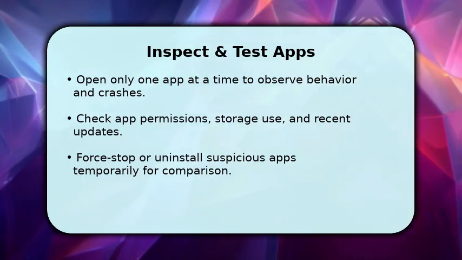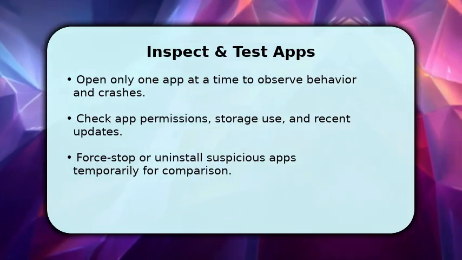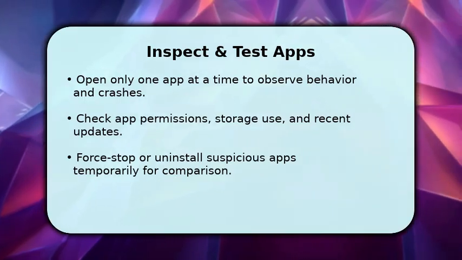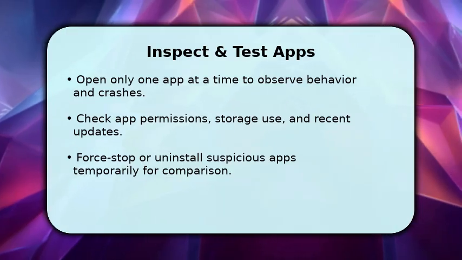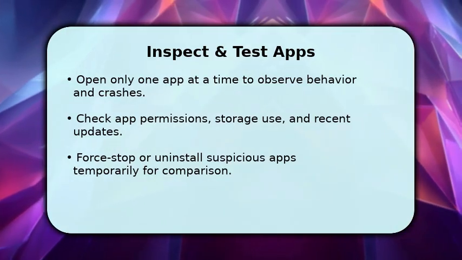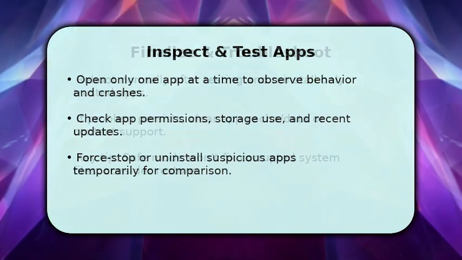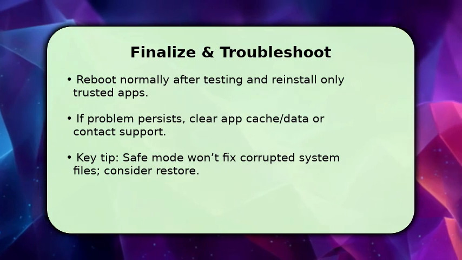If an app misbehaves, force stop it and test another. Uninstalling temporarily can confirm if that app caused the system fault. This methodical approach narrows problems quickly and reduces guesswork. After testing, reboot normally and reinstall or update only the apps you trust, making sure issues didn't return.